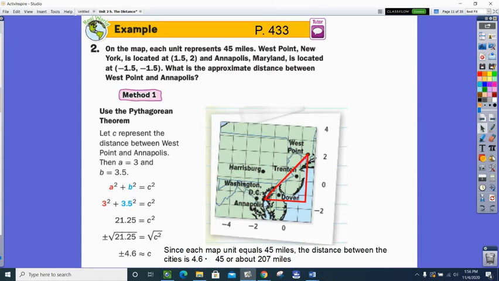But we want to know, what is the actual distance if you're driving in a car? You have to go up here and realize that every block is 45 miles. So if I had one block, it would be 45 miles. But I don't have one block, I have 4.6. So how am I going to take that next step? Since each map unit is 45 miles, I'm going to take the 4.6 blocks, units, and multiply it by 45. And the distance from West Point, New York to Annapolis, Maryland is about 207 miles.